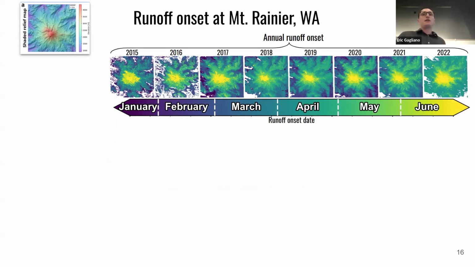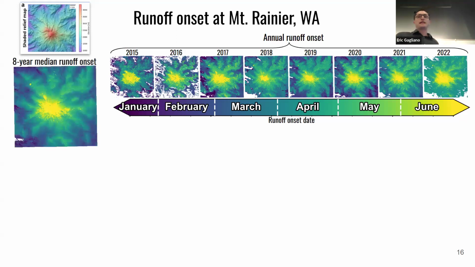The top row here shows the annual runoff onset maps from 2015 to 2022. And you can see this characteristic elevation gradient that is maintained in every year. The lower elevations are going to be melting earlier and the higher elevations later. And from these 8 annual maps, we can calculate an 8-year median. This represents the typical runoff onset timing. It reduces the influence of anomalous years.